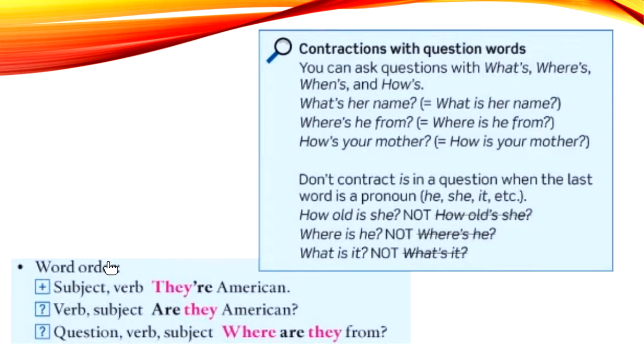Remember also this, the word order. In affirmative sentences, we have subject, verb, like here. They are American. In questions, we have verb and subject. Are they American? And the question mark. In WH questions, or this type of questions, we have the question word, the verb, and the subject. Where are they from?